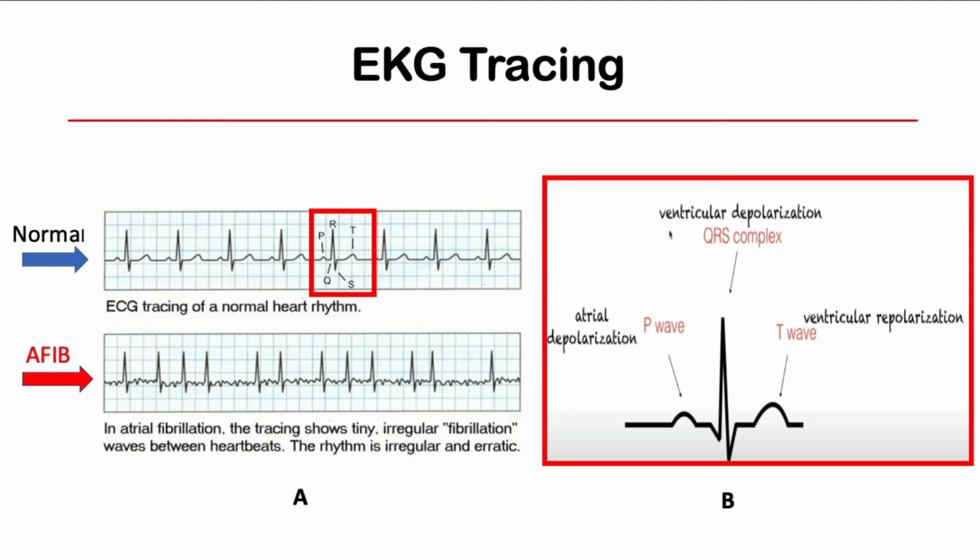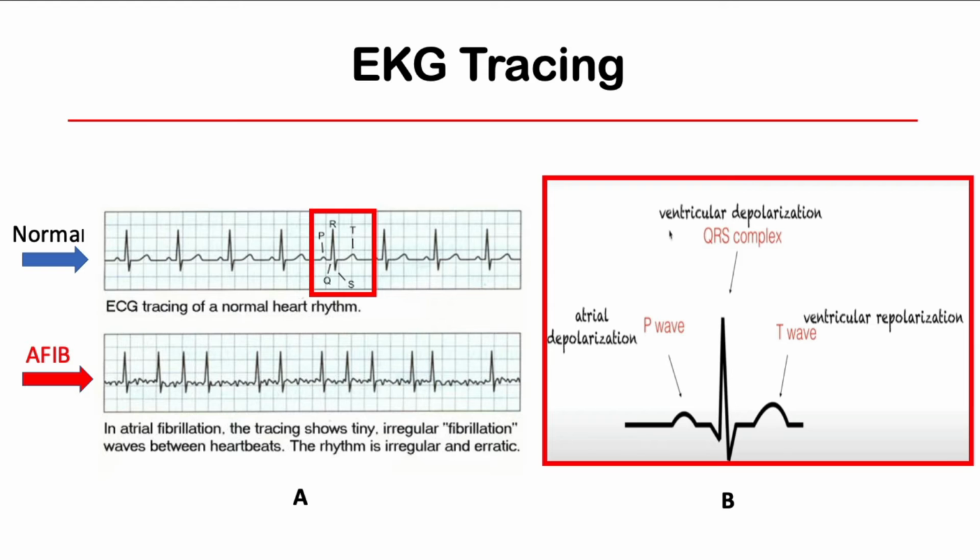This slide shows normal and AFib EKG tracings. The normal tracing indicates periodicity throughout the EKG, while the AFib readout is quite chaotic, and even an untrained eye could distinguish the irregular and erratic rhythm. I've selected a portion of the normal readout that is bordered by a red box and blown up in panel B to show the P wave, the QRS complex, and the T wave.